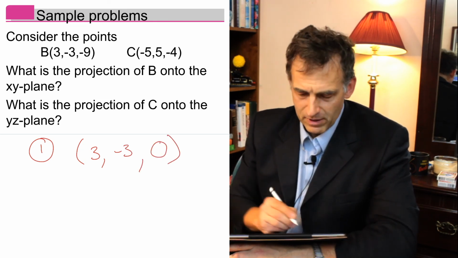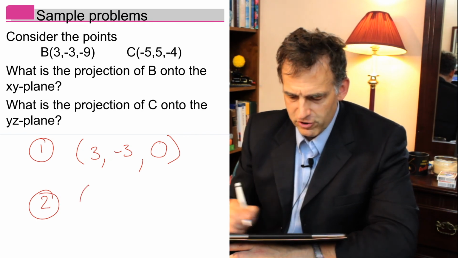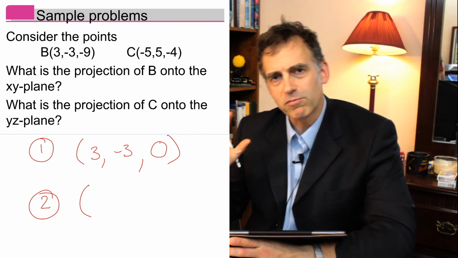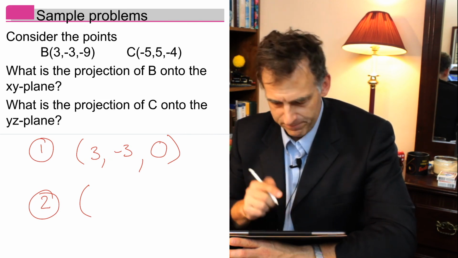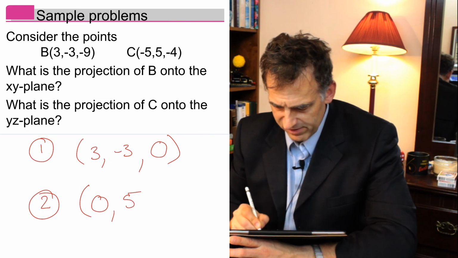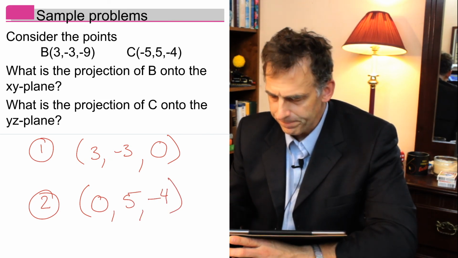So that's it. For number 2, we're projecting onto the YZ plane. So that means we're squishing down the X coordinate. And so that means my X coordinate will be 0, but the other things stay the same. And that's it.